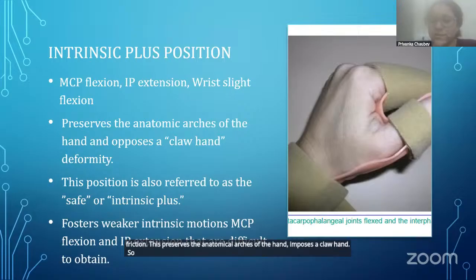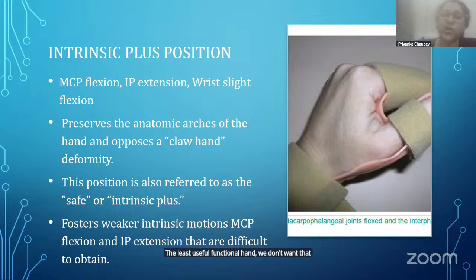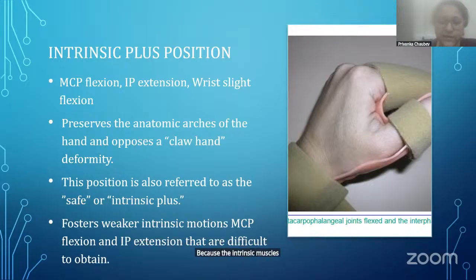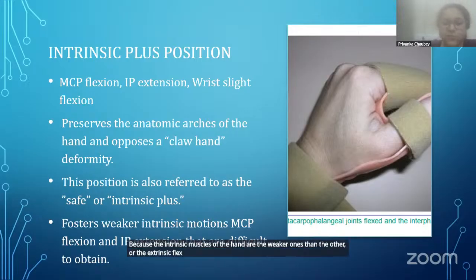So claw hand is the least useful functional hand. We don't want that. Even in a flail limb, or even in a completely immobile hand, sometimes this claw hand position can come because of imbalance of these musculature. This position is also referred to as the safe or intrinsic plus position because the intrinsic muscles of the hand are weaker than the extrinsic flexors, and these motions are difficult to obtain. So we want to promote the intrinsic MCP flexion and IP extension.